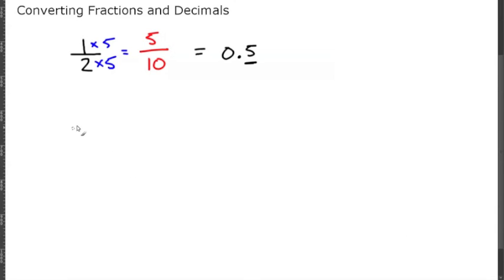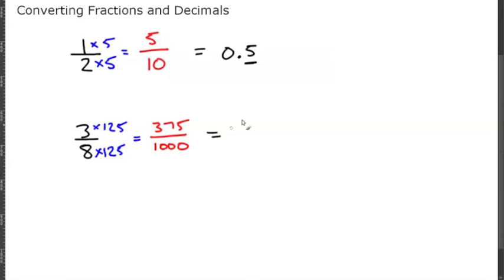Now, let's look at something a little trickier. Let's do 3/8. We need to get this 8 as a multiple of 10, but 8 doesn't go into 10 evenly. 8 also doesn't go into 100 evenly, but 8 goes into 1,000 evenly. 1,000 divided by 8 is 125. So we're going to multiply the bottom by 125 and the top by 125. That's going to give us 375 all over 1,000.